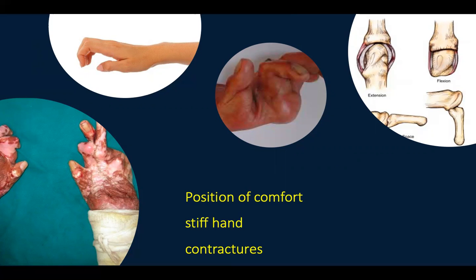Because in acute injury, the hand will go into the position of comfort. In the position of comfort, the metacarpophalangeal joint will go into extension or hyperextension, the IP joints will go into flexion, and the thumb will be adducted. So if you keep the hand in that position, the ligaments will contract, and that will lead to a stiff hand, and in some cases contracture, especially in case of burns.